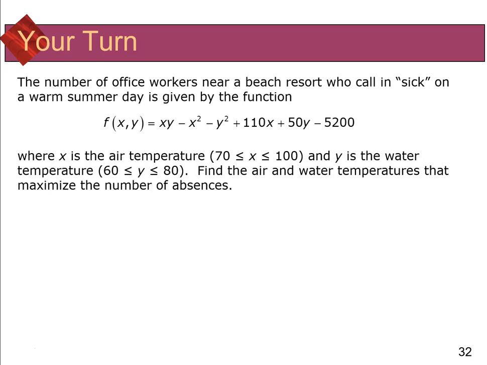the number of office workers near a beach resort who call in sick on a warm summer day is given by the function f of xy equaling xy minus x squared minus y squared plus 110x plus 50y minus 5200, where x is the air temperature between 70 and 100 degrees, and y is the water temperature between 60 and 80 degrees. Find the air and water temperatures that maximize the number of absences. So take a moment to compute this out, and we'll go over it momentarily.